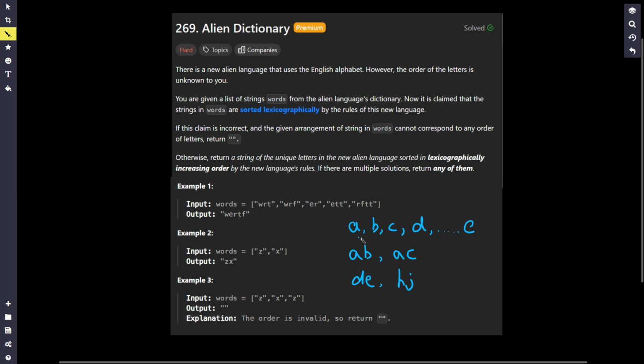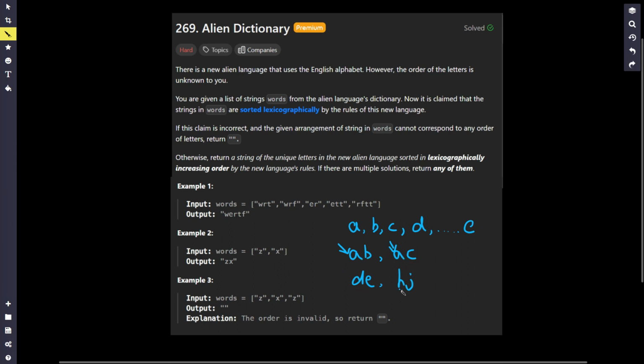In modern English, the letters follow alphabetical order. For a single letter, we have A, B, C, D, until Z. What about multiple letters in one word? For example, we have AB and AC. The order is that if the first letters are the same, then we look at the second letter. In this case, B is above C, so we have AB first and then AC.